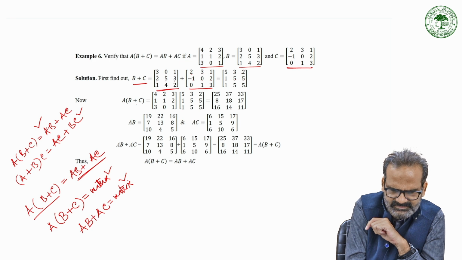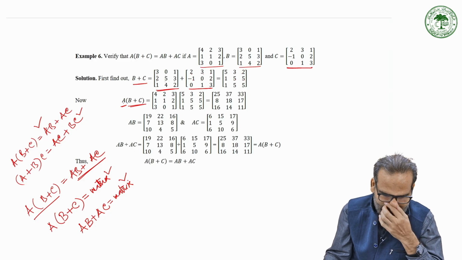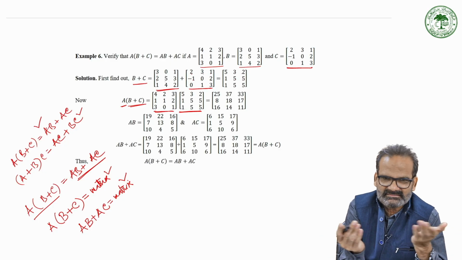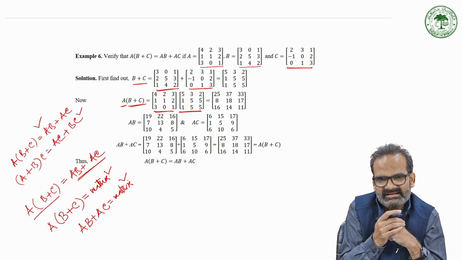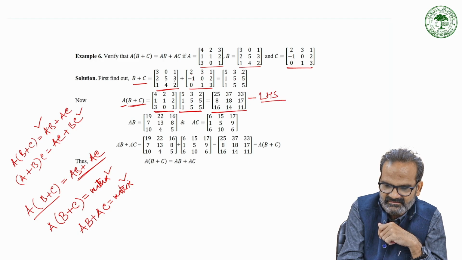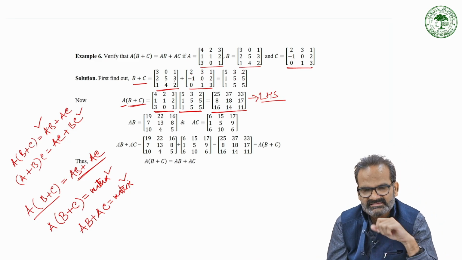So first we find out B + C as the sum of two matrices. Then, as I explained, this B + C should be multiplied with the matrix A. So this is the matrix A and this is your B + C. Multiply these two matrices by using the same technique of multiplication. So you will get the matrix A(B + C). This is your left hand side, LHS. This matrix is your LHS.